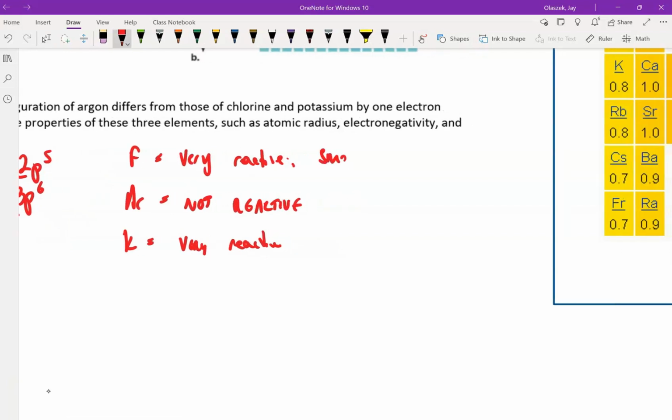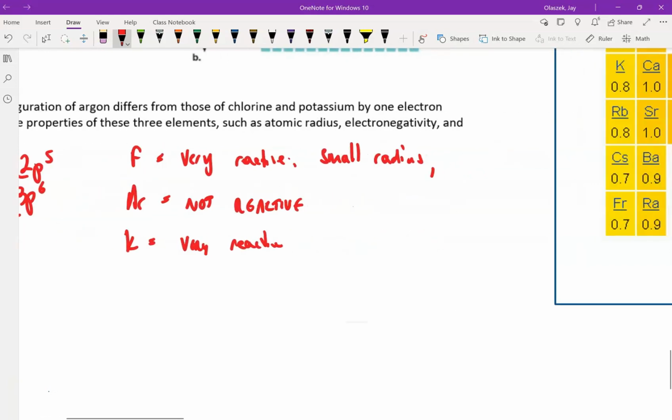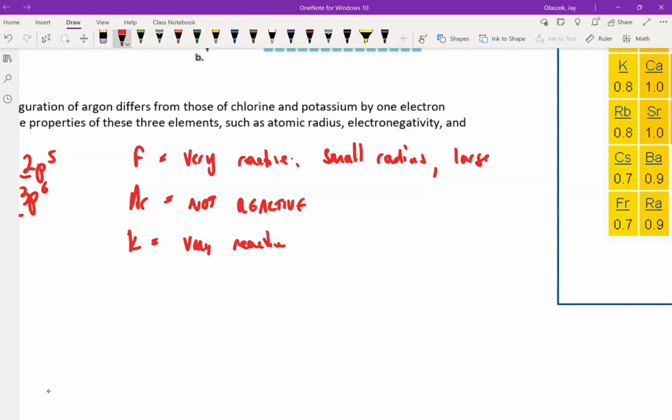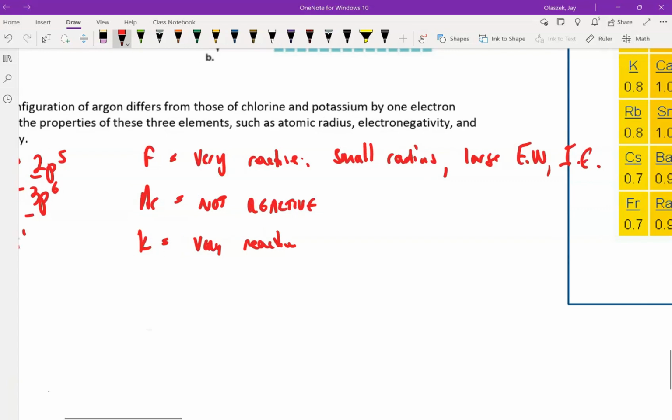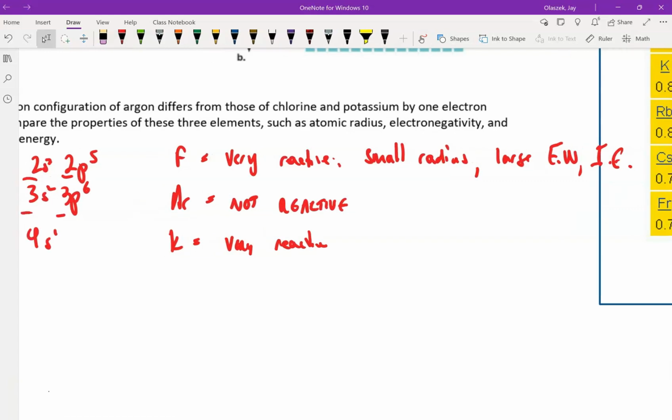Fluorine has a small radius, and it's desperately trying to gain that extra electron, and that means that it has large electronegativity, large ionization energy. That means it's desperately trying to grab an electron. That makes it very reactive. Argon, not very reactive. We're not worried about its radius or its electronegativity.